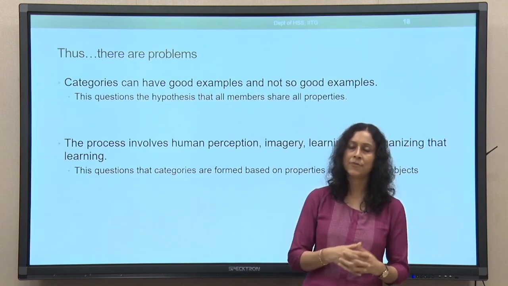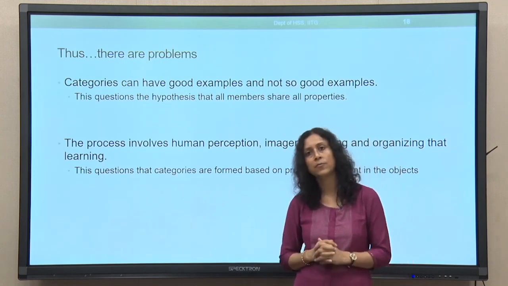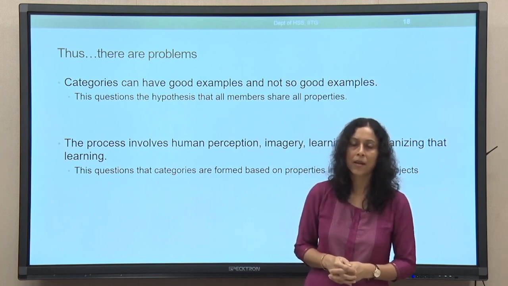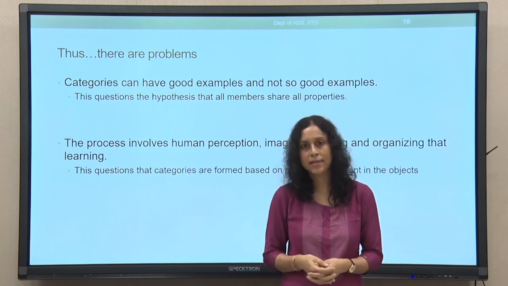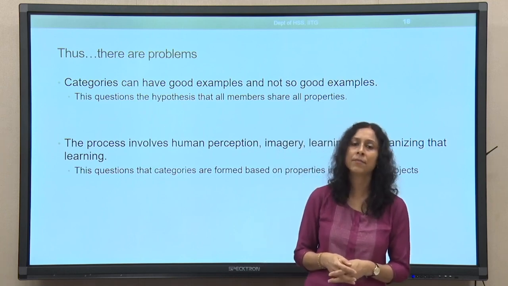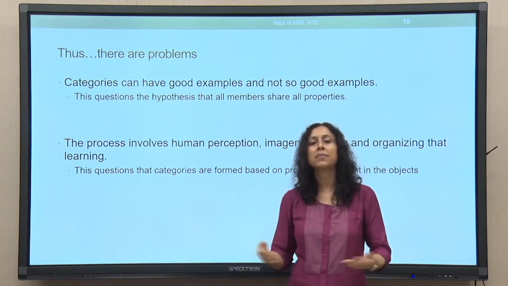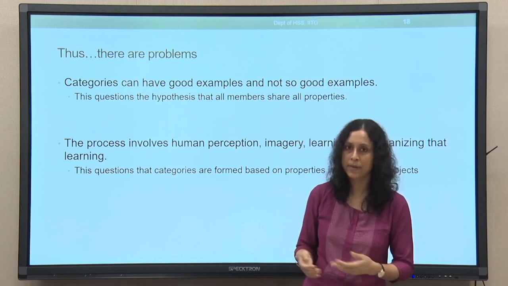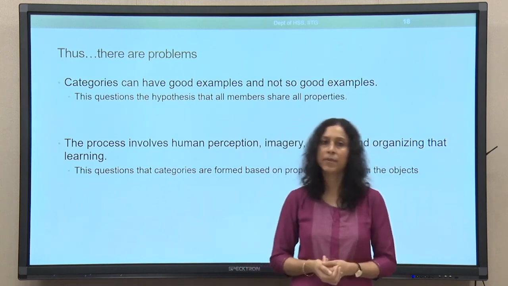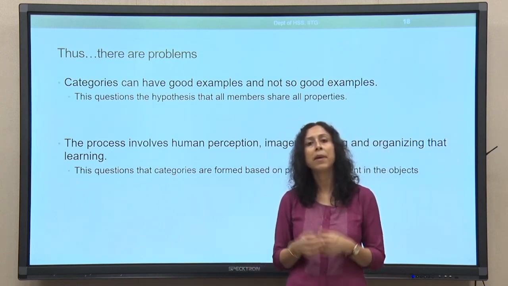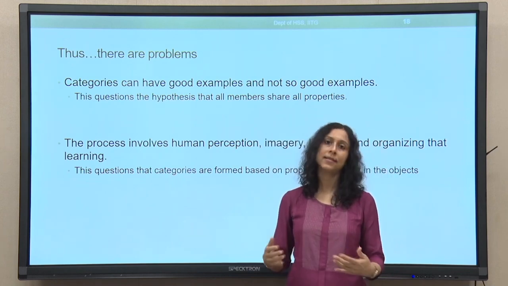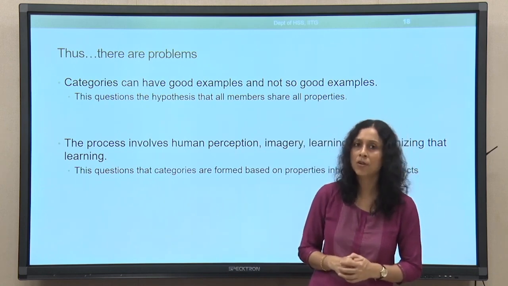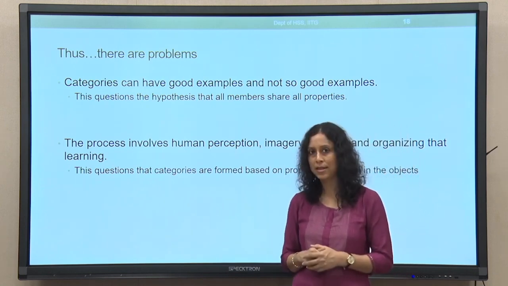It is simple, as we have just seen in the case of the category of games. Cricket is a very good example of a game. Maybe snakes and ladders is not so good an example. Similarly, if I ask somebody to give me the names of some birds, chances are very high that chicken will not be picked, penguin will not be picked, emu will not be picked. There are certain members of a category who are better examples of that category, and some members technically belong to the category but are not so good examples of it.